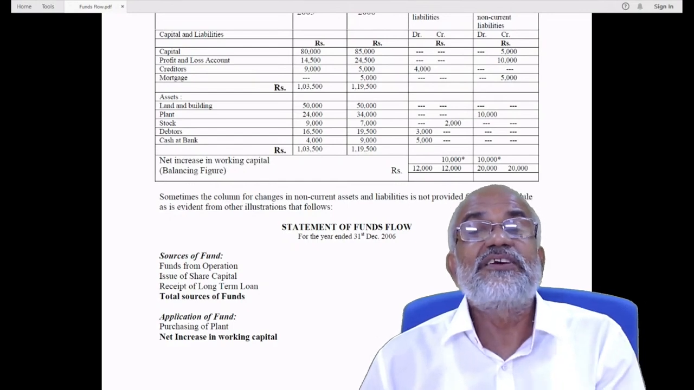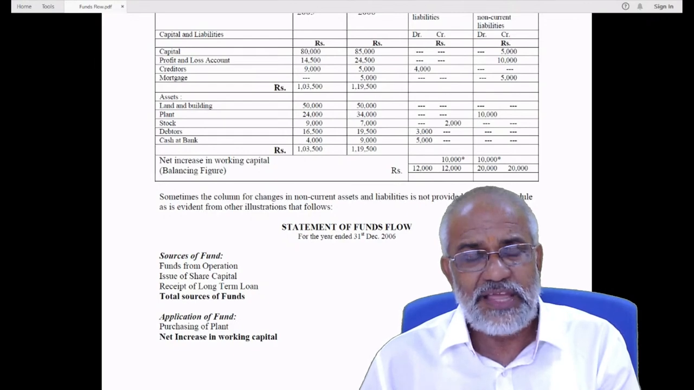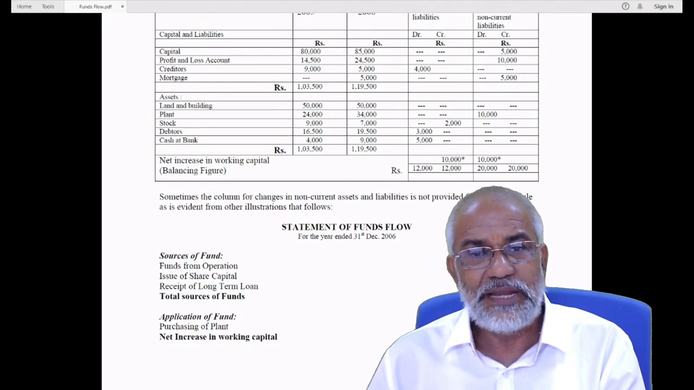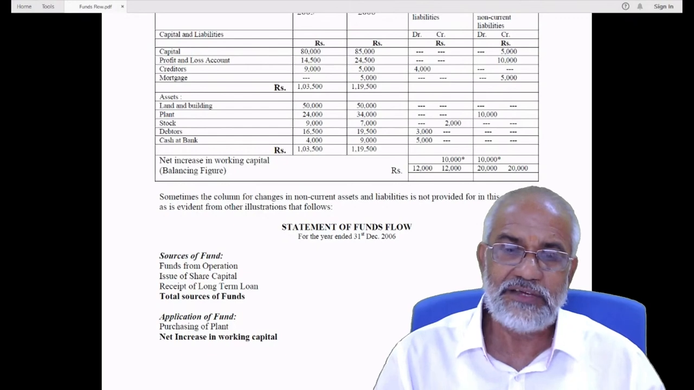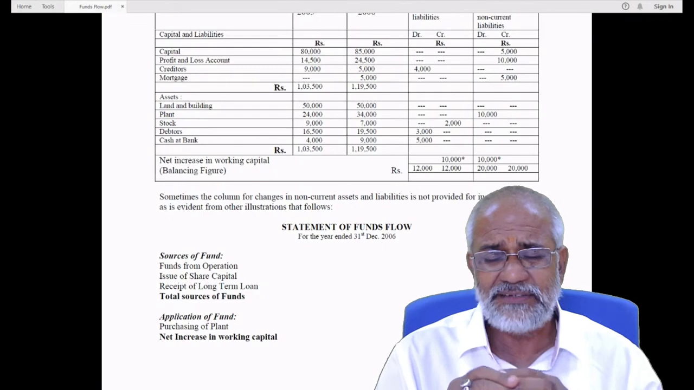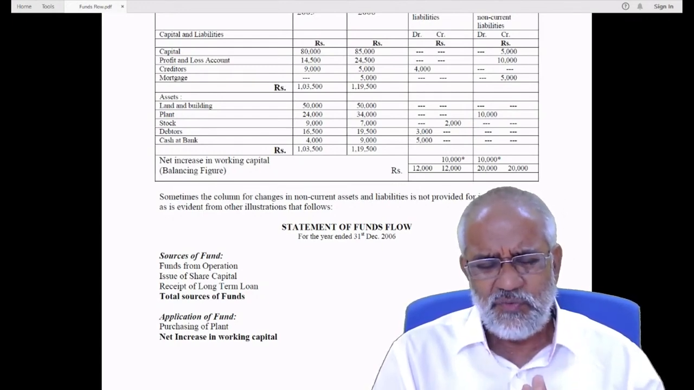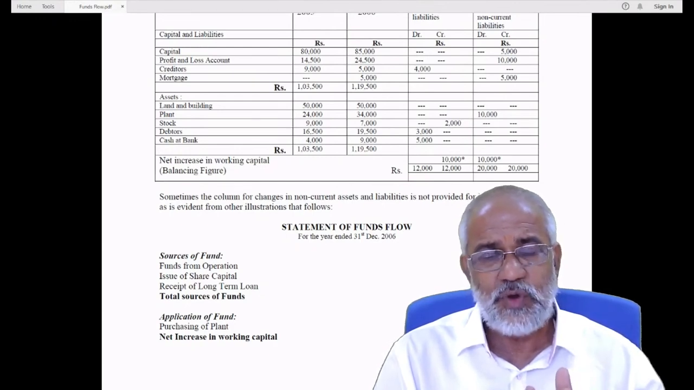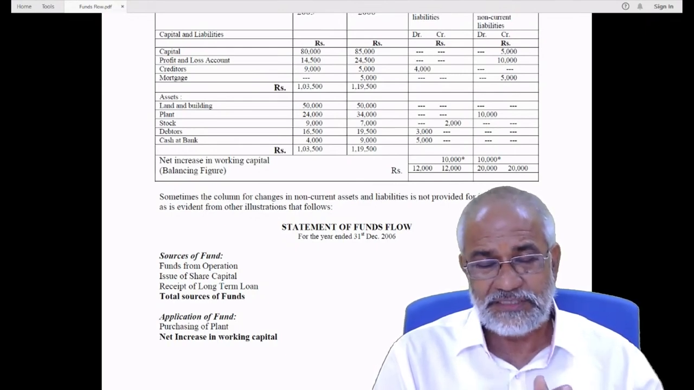If we look to the profit and loss account given in the illustration, it was 14,500 at the beginning and 24,500 at the end, which means the profit made during the year was 10,000 rupees, and accordingly we have taken the funds from operation as 10,000 rupees. So how is this arrived at? This is arrived at because all expenses incurred in the organization, whether paid or payable, result in application of funds, and all incomes result in sources of funds.